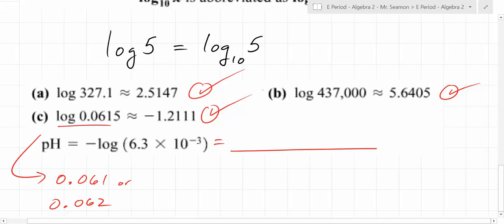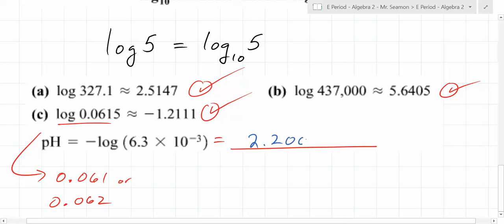Does anybody have the fourth one for me to 3 decimal places? Mar, what do you have? 2.200? Anybody have that? Oh, it would be 2.201. Okay, that's the first, that's fine.